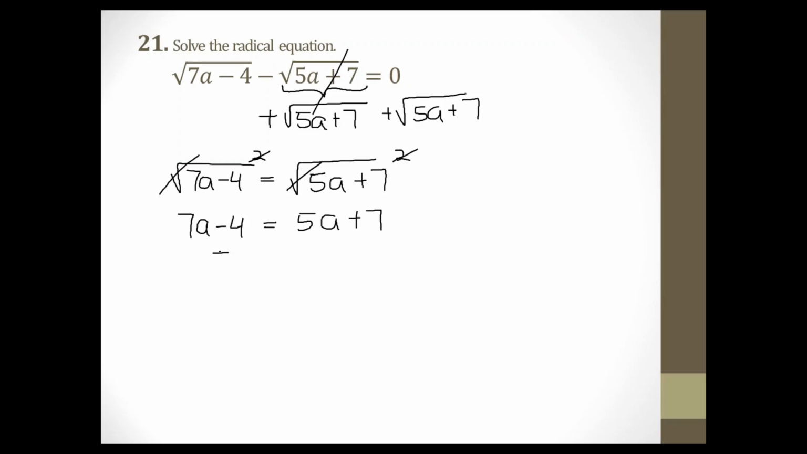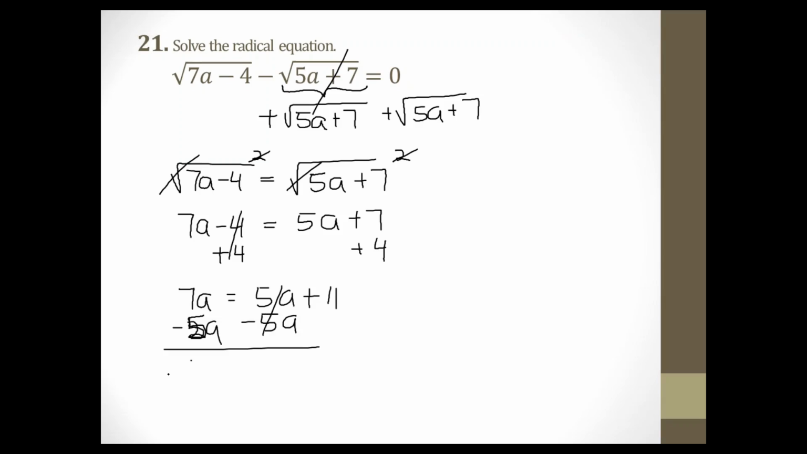Solving for a, so let's add 4 to both sides, and we have 7a is equal to 5a plus 11. Now subtracting 5a, that gives me 2a, which is equal to 11. So dividing by 2, we are left with a equals 11/2.